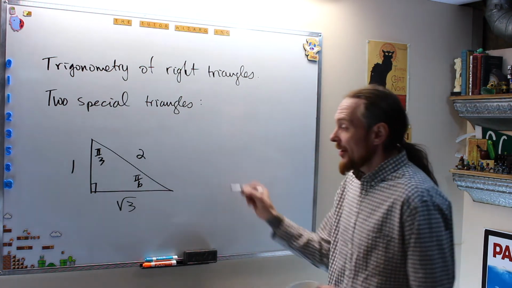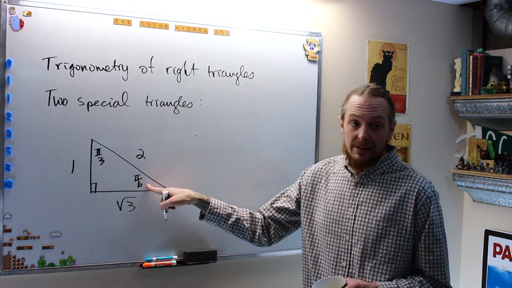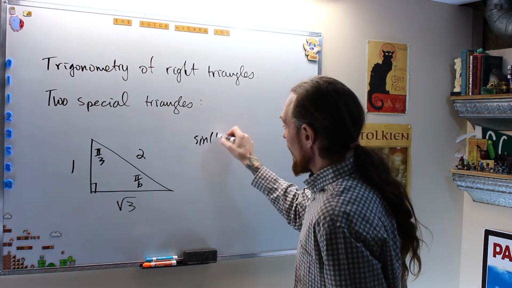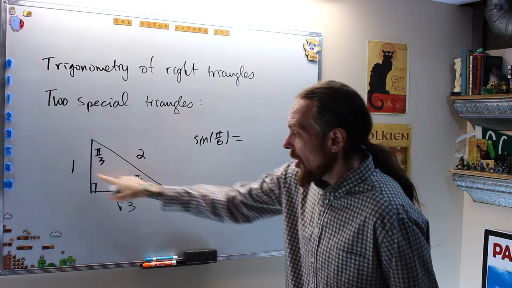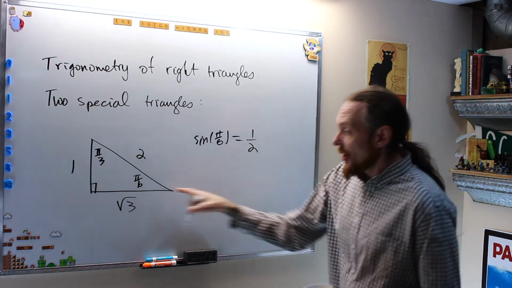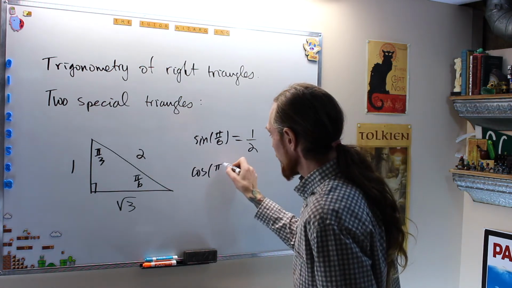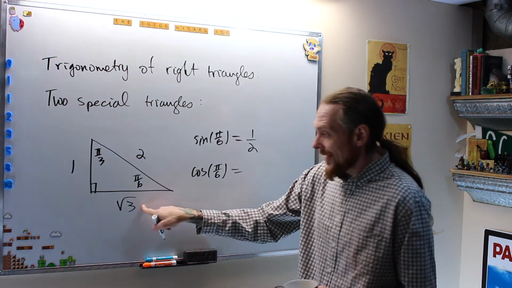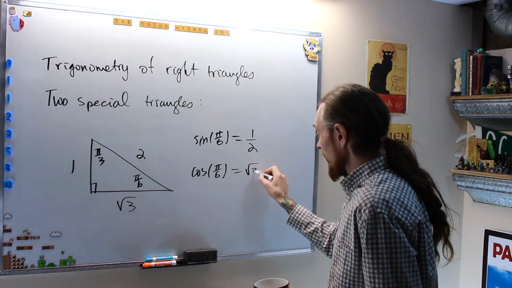In here, what do I want from this? I can get 4 more values. What this says is, let's use this one first. This one says sine of pi over 6 is equal to opposite over hypotenuse, which is 1/2. Cos of pi over 6 is equal to adjacent over hypotenuse, which is root 3 over 2.